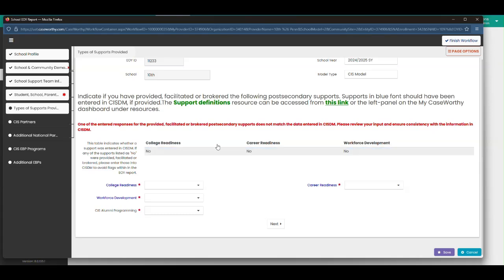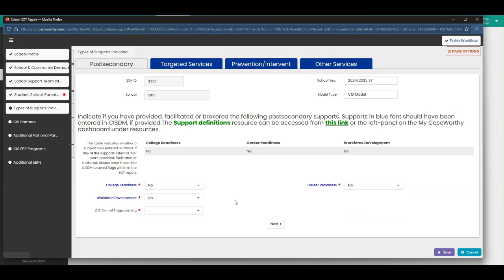So no supports documented in SysDem, and if that is accurate, then we'll just confirm this down here that we did not offer our career readiness supports or college programming. We also did not provide any CS alumni programming at this site, okay?